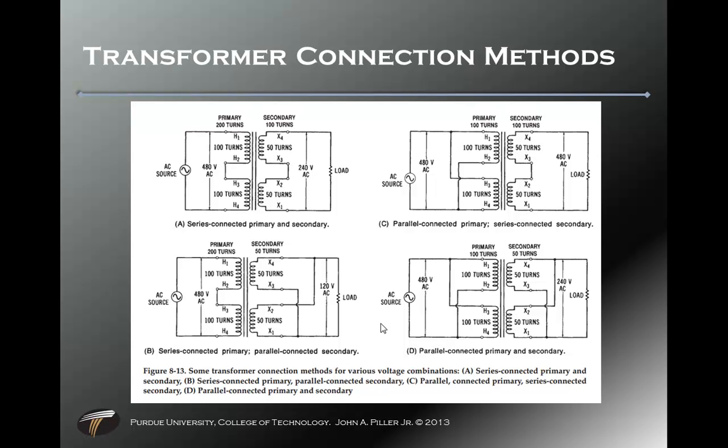So the point being here is we have different configurations because this particular transformer, and the transformer we're going to see in lab, has 2 coils on the primary, 2 coils on the secondary. I want to make note that we could put them in series and in parallel, and we have multiple ways of doing that on the primary and the secondary.